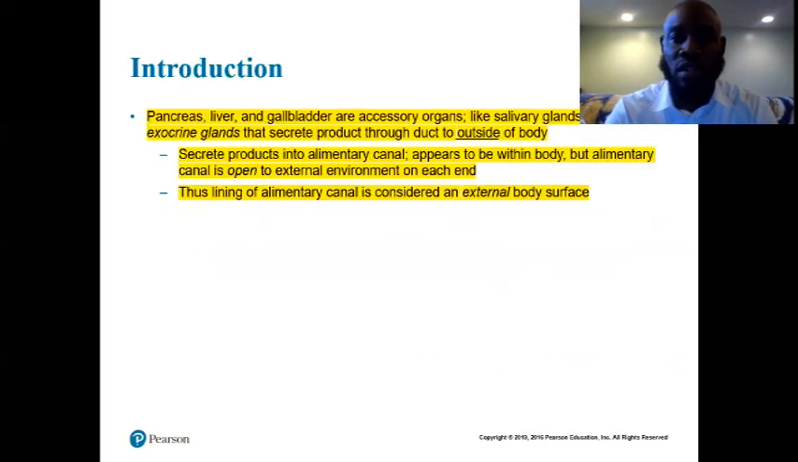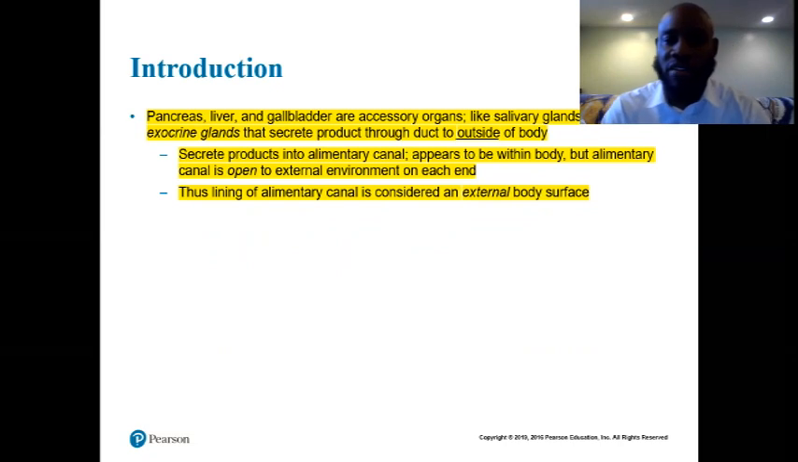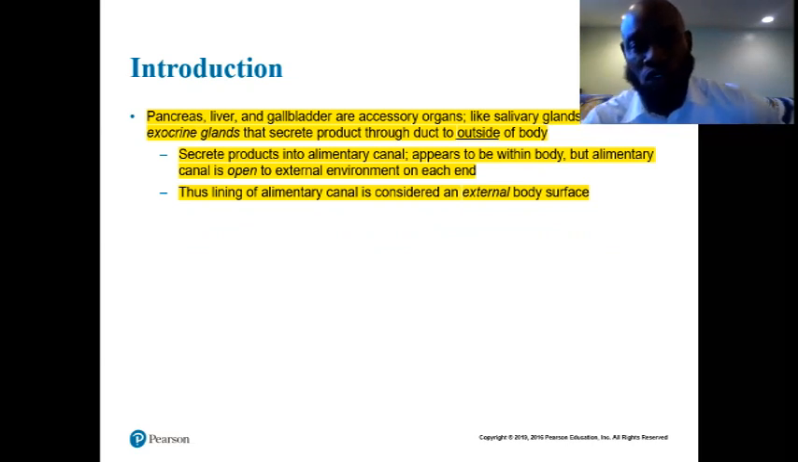All right, so we have pancreas, liver, and gallbladder, accessory organs. Other accessory organs that we've talked about are the salivary glands. Remember those up in the oral region that release the initial enzymes that help with the digestion of polysaccharides, breaking them down. The pancreas, liver, and gallbladder are exocrine glands. They secrete product through ducts to outside the body.